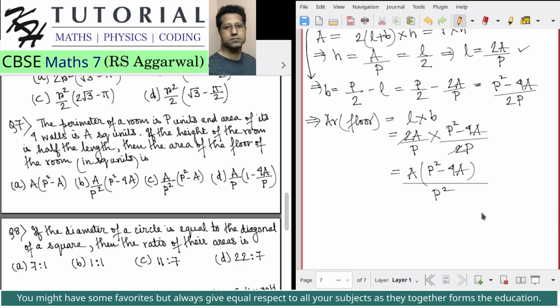We have to see which choice is matching. Okay, so clearly the correct choice is B. B is the correct choice: A multiplied by P square minus 4A divided by P square. Okay, let's see question number 8.